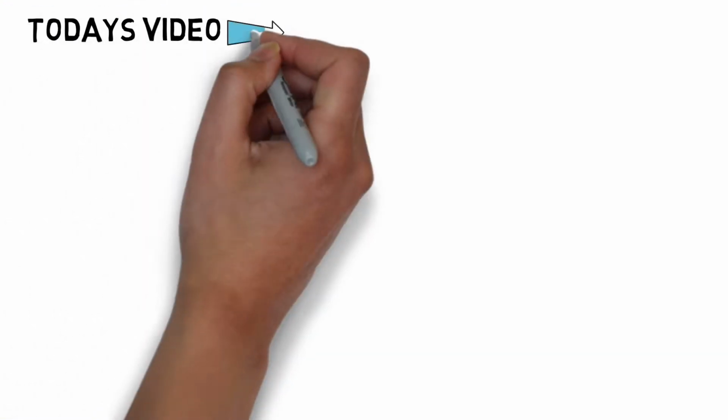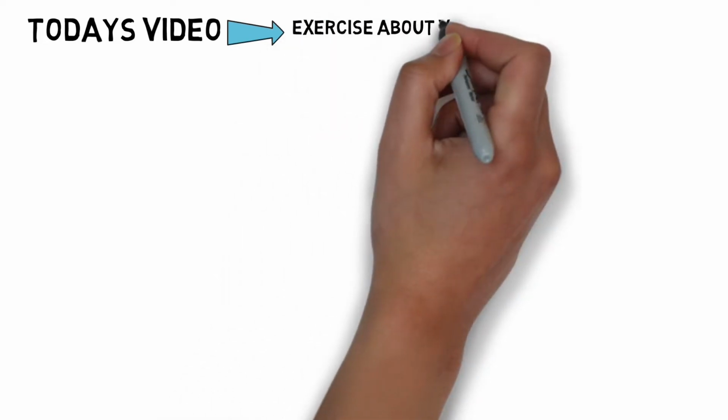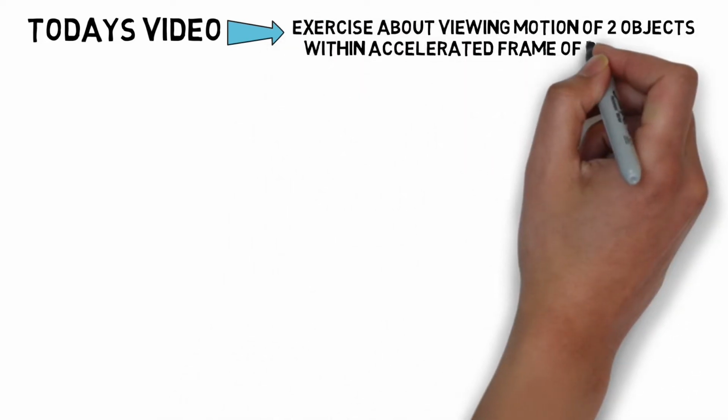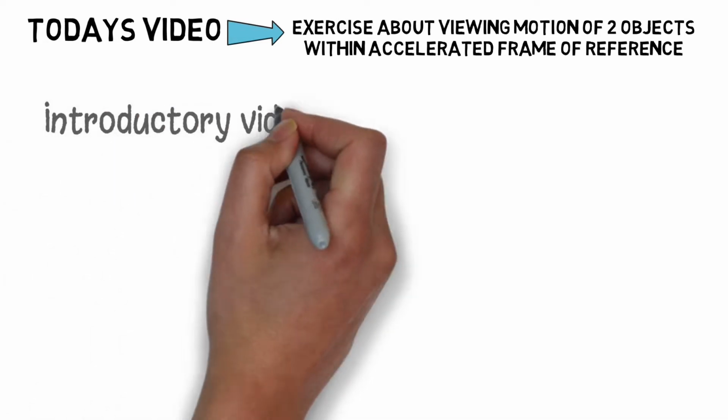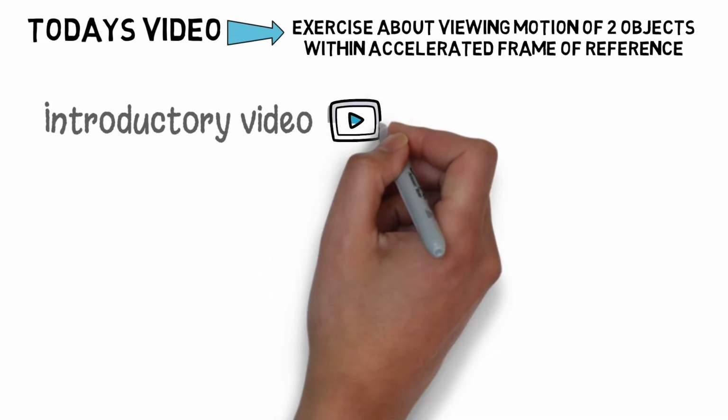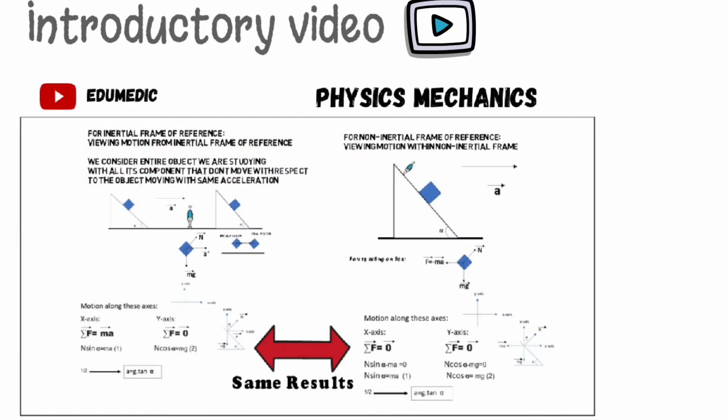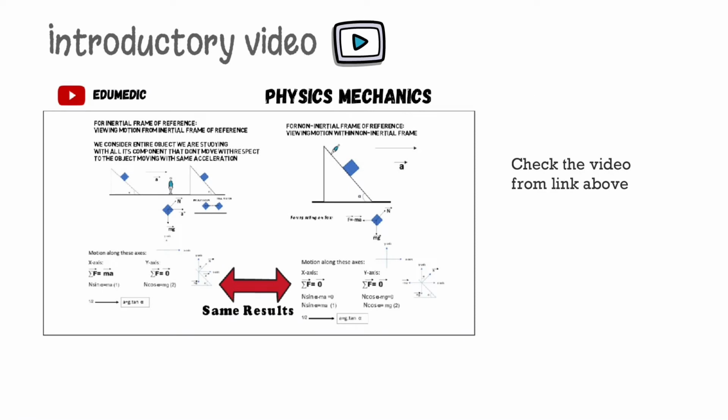Welcome to Pneumatic. In this video, we're going to solve another exercise in the series of exercises related to the concept of viewing the motion of objects within an accelerated frame of reference, either from an inertial or non-inertial frame of reference. The introduction to the concept of a frame of reference was explained in a previous video, which you have to check before solving such an exercise.